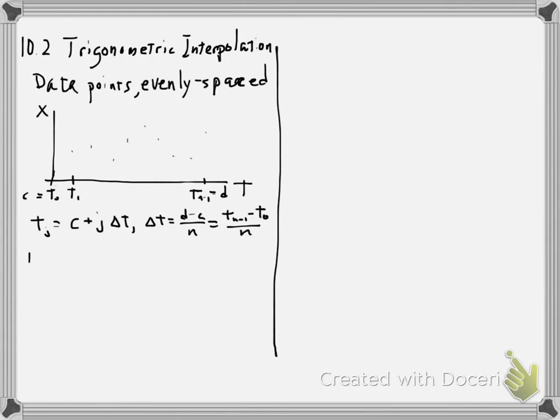And one thing to note, if we rearrange our equation for t sub j and insert what delta t is, if we actually solve for j, we have that j equals t sub j minus t sub 0 divided by, remember t sub 0 is c, divided by t sub n minus 1 minus t sub 0, and then times n.